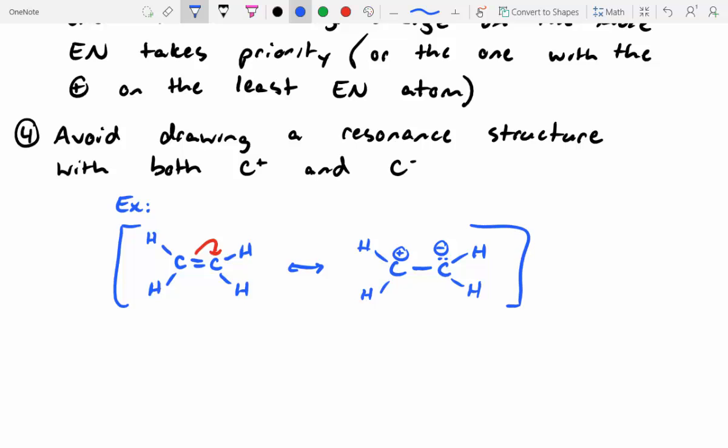And that would violate, wouldn't it violate the first rule? Because there's no octet. So the first rule is full octets take priority, and in this case, the carbon on the left right here doesn't have a full octet. But like I was saying, this is such a minor contributor, don't even waste your time drawing it. So we'll do very minor. Don't draw. Save your wrist.